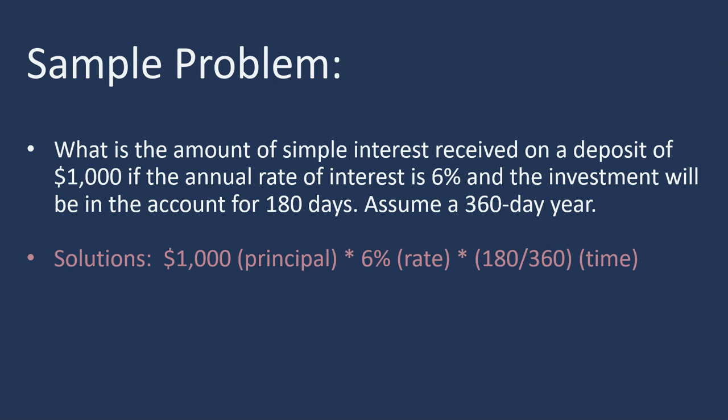So hopefully you're able to get this. $1,000 principal times the 6% rate times 180 over 360. And again, this is where we've converted the annual rate into a half year. This would give you $30 of interest.